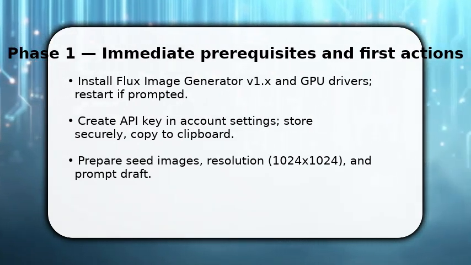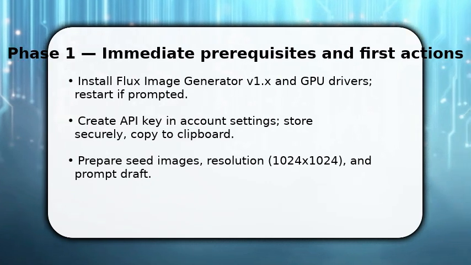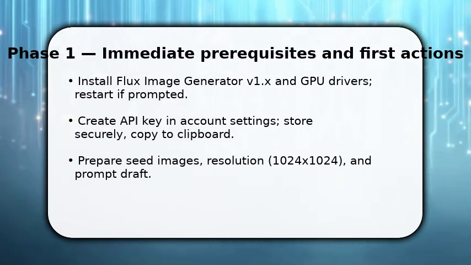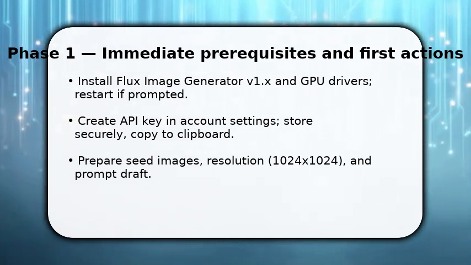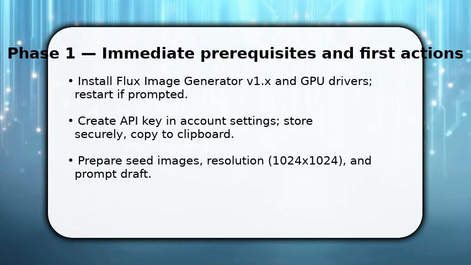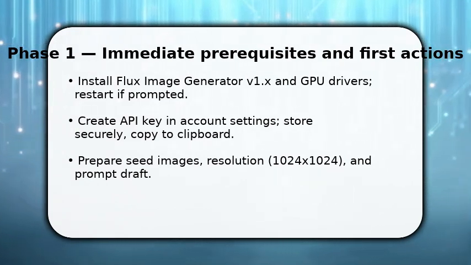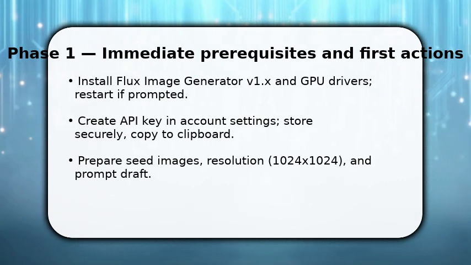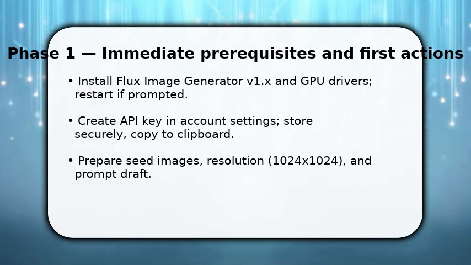Next, prepare seed images, set resolution to 1024 x 1024, and write a concise prompt draft. This gets you ready to run the first job. It avoids wasted iterations and reduces debug time when you move to fine-tuning.